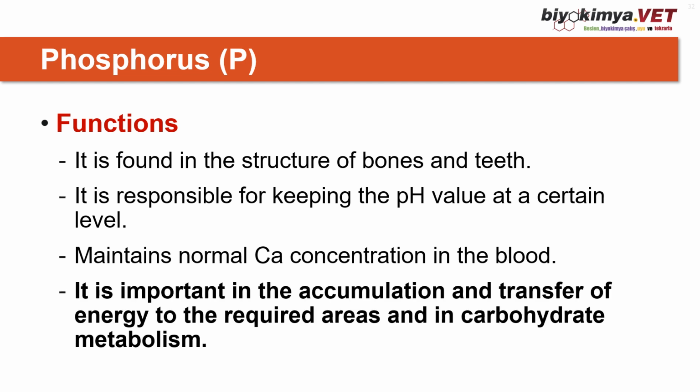And the one that I like most: phosphorus is important in the accumulation and transfer of energy to the required areas, and an essential component in carbohydrate metabolism, especially in glucose breakdown, which we call glycolysis. All intermediate products in glycolysis are phosphate esters. Also, attaching a phosphate group to a carbohydrate is a kind of activation.